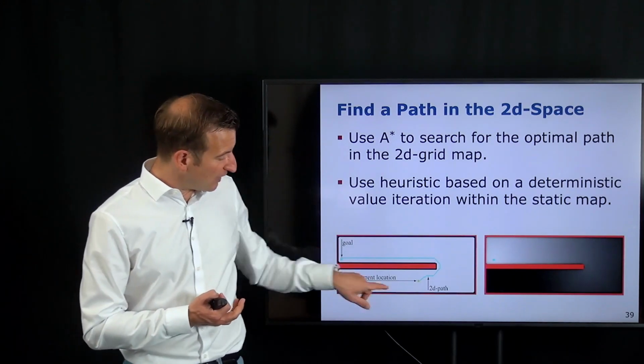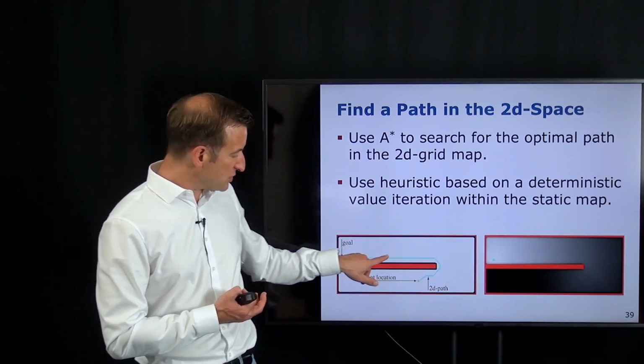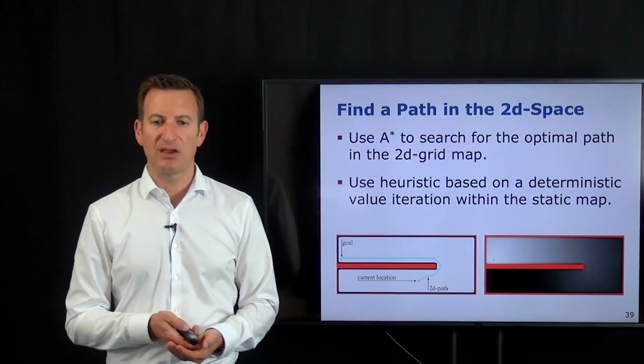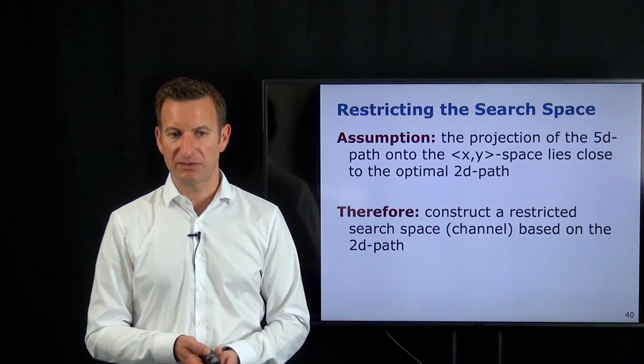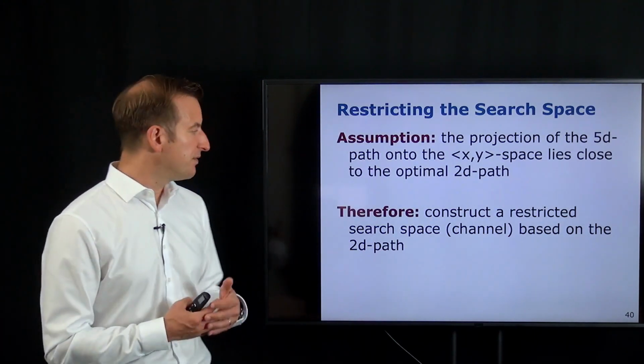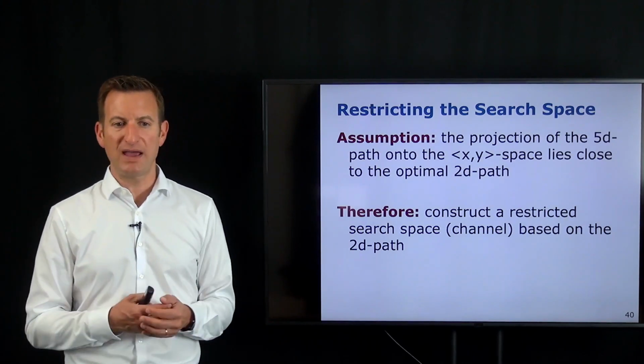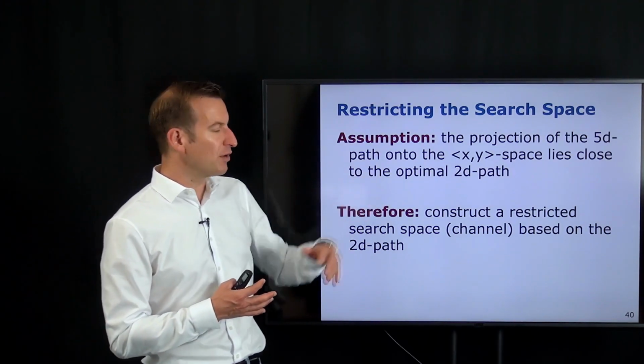What I then want to do is build a small region around this 2D path, and only in this area expand it to the 5-dimensional space. So the projection of this 5-dimensional path onto the XY space should be close to the optimal 2D path.